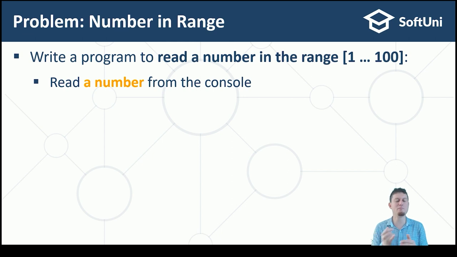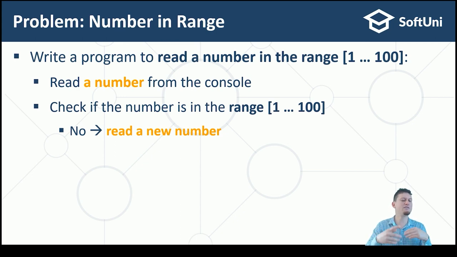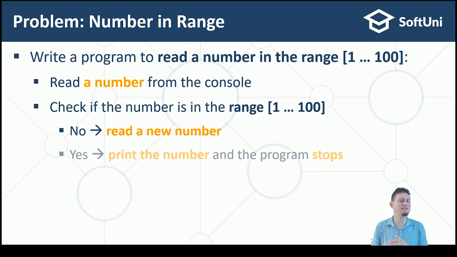It's called number in range. Write a program to read a number in the range from 1 to 100. So the person enters a number from the console, and the program should check if the number is in the range from 1 to 100. If not, the user is invited to enter a new number. Otherwise, the number is accepted, the program stops and the input number is printed.